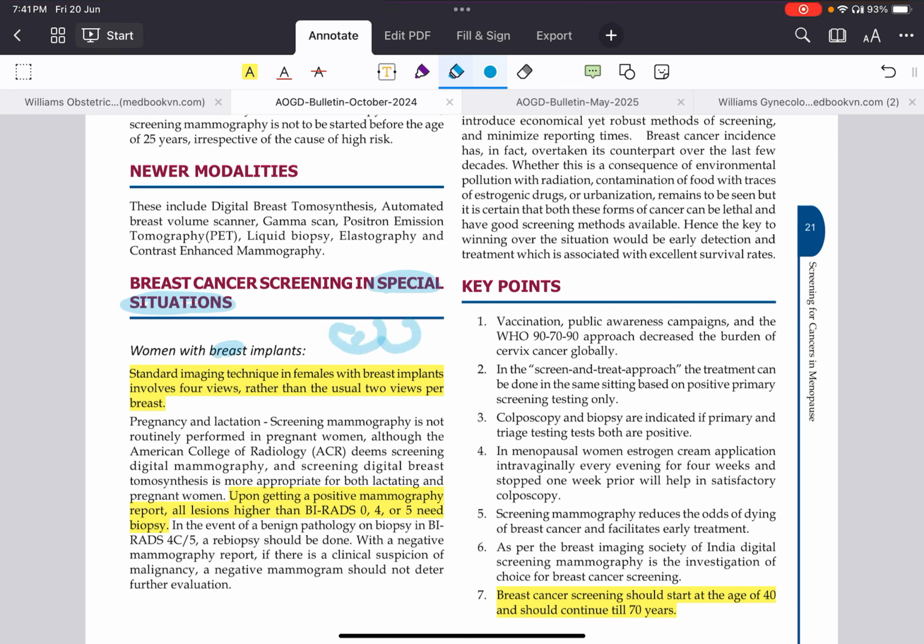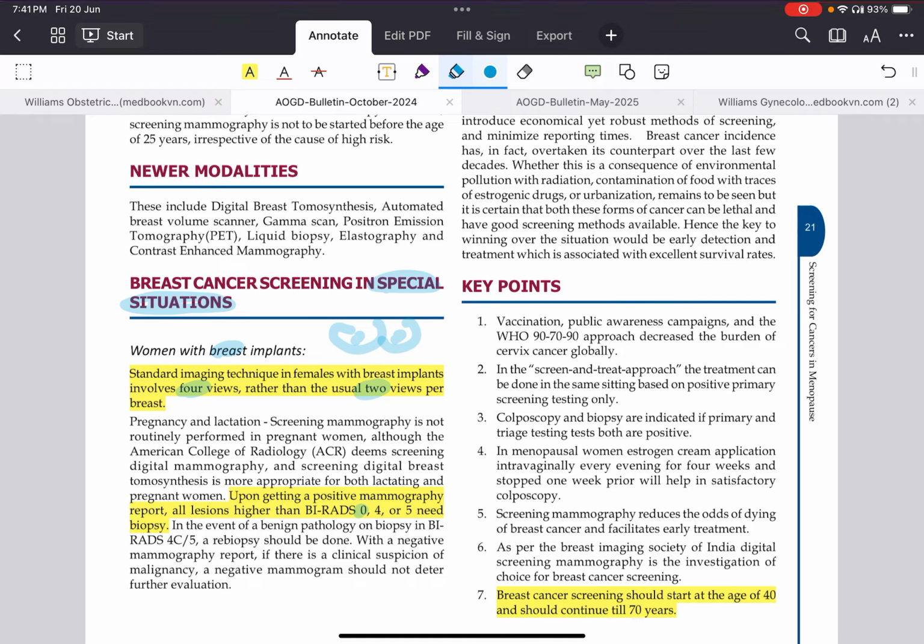Like if the woman has breast implants, what will happen? Generally we go for two views in mammography, but in breast implants we'll go for four views, because implants obscure the view.